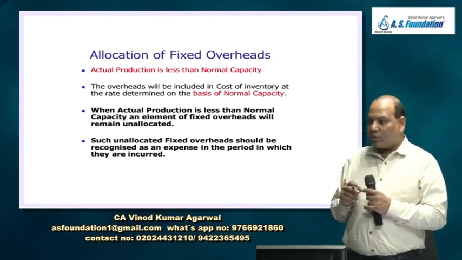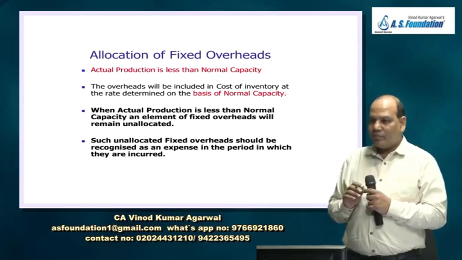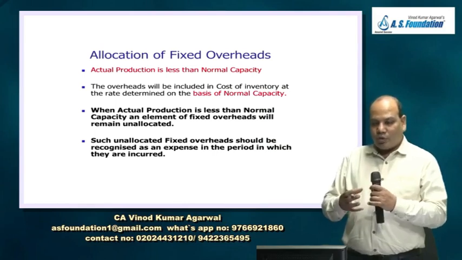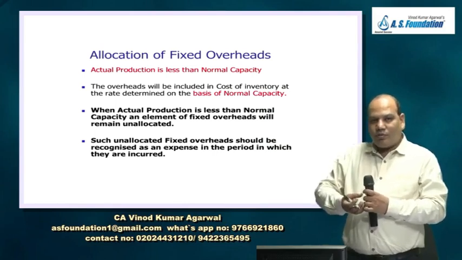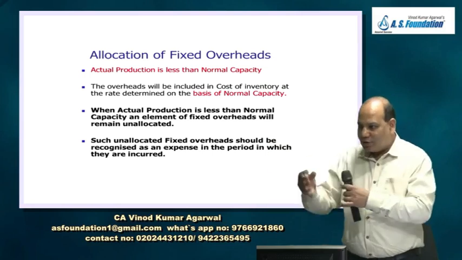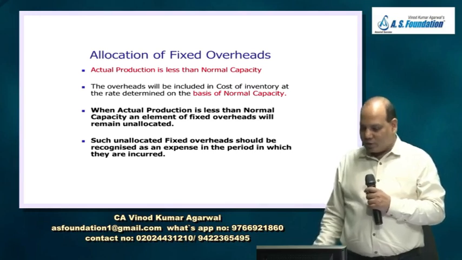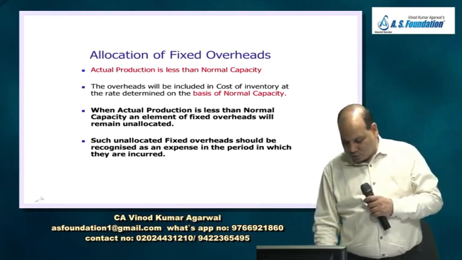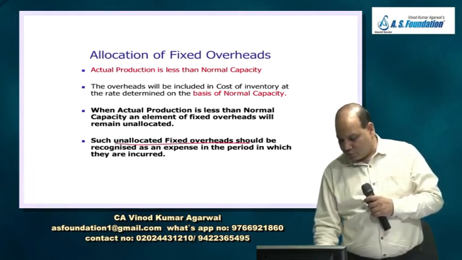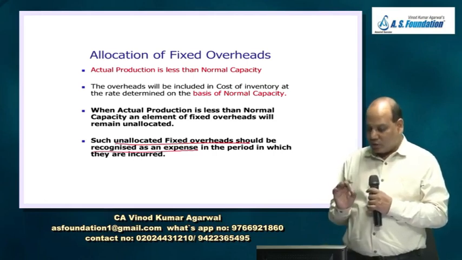Production is less than normal capacity means there is some degree of inefficiency. If you use actual capacity for allocation, your inefficiency will get added to the inventory cost and it will get transferred to the next period. The standard says no, you can't do that. So this unallocated fixed overhead will be treated as an expense in the period in which they are incurred.